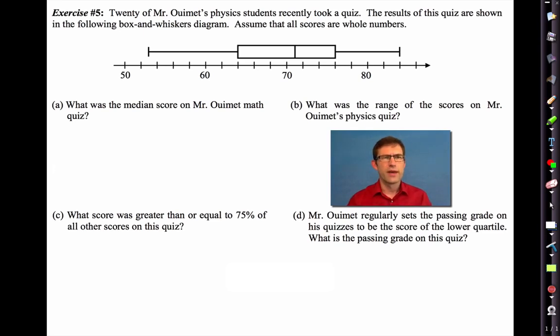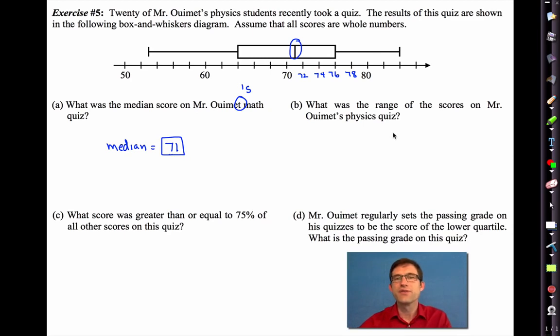Well, letter A, what was the median score on Mr. Ouimet's, that should have a little apostrophe S, on Mr. Ouimet's math quiz? Well, the median score is given right here. But what is that? Well, these go by twos, right? This is 72, 74, 76, 78. So the median is clearly sitting at 71. It is physics, after all.